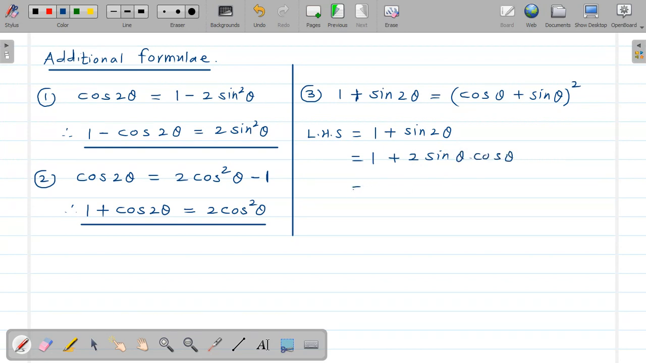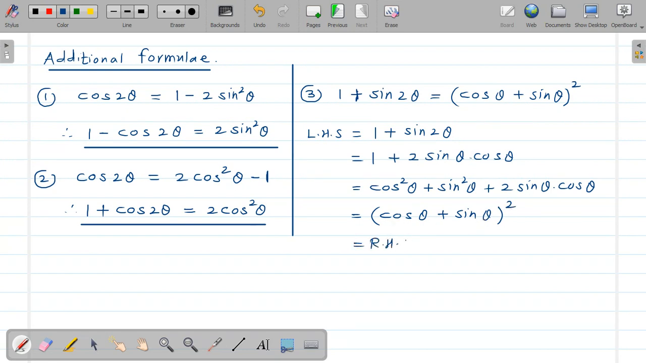And this 1 can be expressed, by the fundamental identity, as cos square theta plus sin square theta, plus 2 times sin theta into cos theta as it is. Now if you observe this expression, it is nothing but the square of (cos theta plus sin theta), that is (cos theta plus sin theta) whole square, and it is nothing but the RHS.